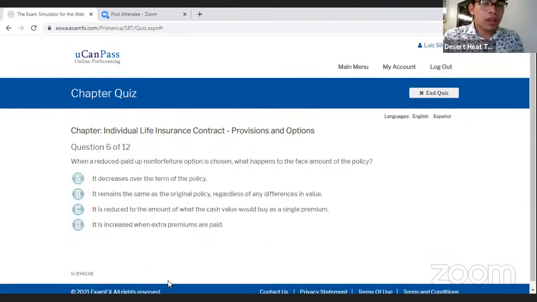Okay. When a reduced paid-up non-forfeiture option is chosen, what happens to the face amount of the policy? A, it decreases over the term of the policy. B, it remains the same as the original policy regardless of any difference in value. C, it is reduced in the amount of what the cash value would buy as a single premium, or D, it is increased when extra premiums are paid.